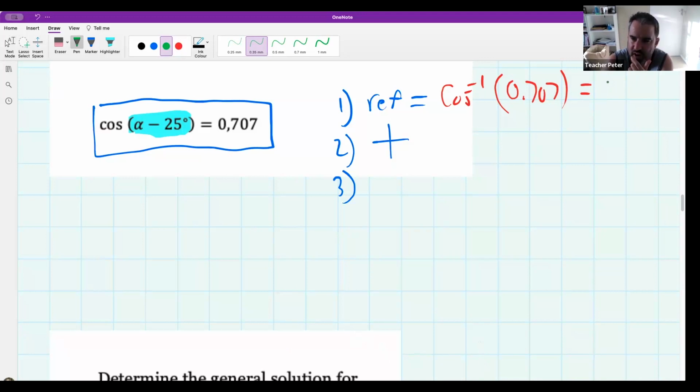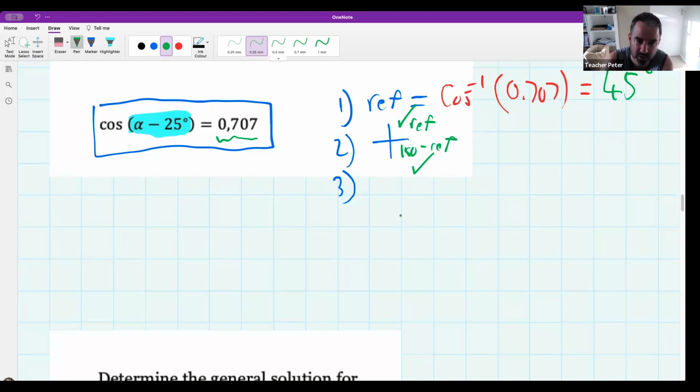Okay, 45.0. Okay, I'm going to round it off to 45 just to make life easier. So Naledi's on the bus. Okay, fantastic. Now, which quadrants is cos positive in? I think it must be quadrant 1, but it must also be quadrant 4. So we know the answer will have this format.